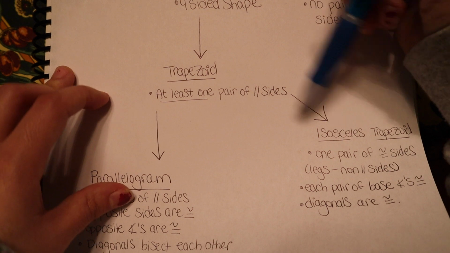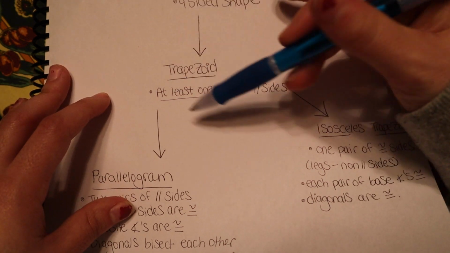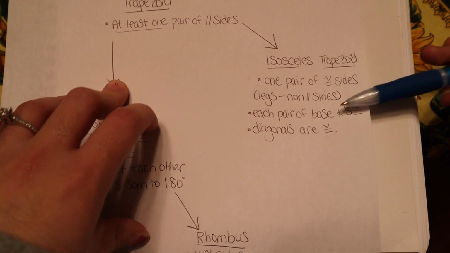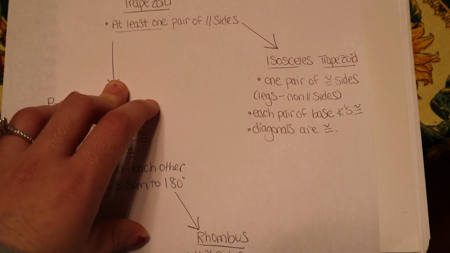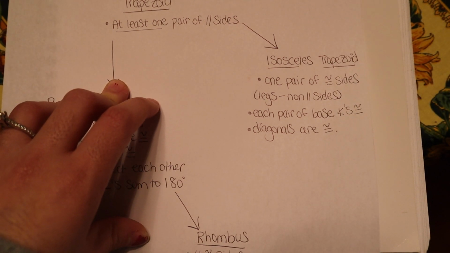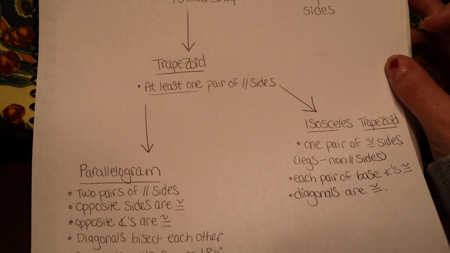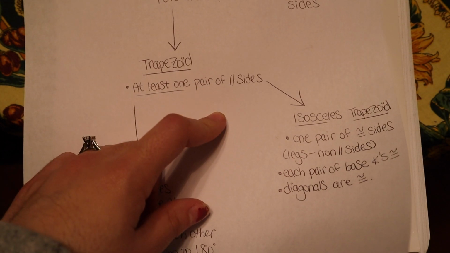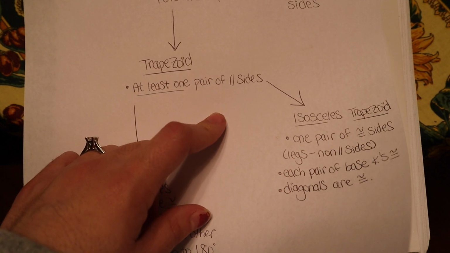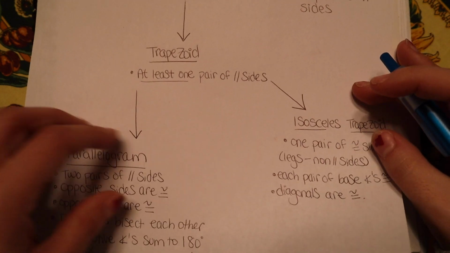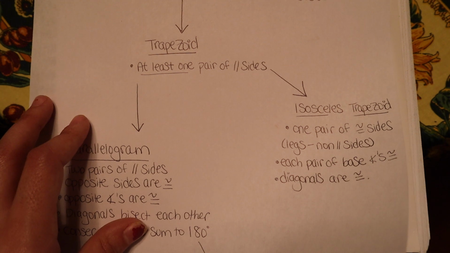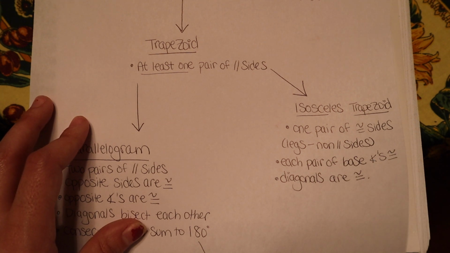Now there's another type of trapezoid. If you have at least one pair of parallel sides, you could be what is called an isosceles trapezoid. Thinking back to isosceles triangles, an isosceles triangle is a shape that had two congruent sides. So likewise, an isosceles trapezoid has one pair of congruent sides. So either the top and the bottom, or the two sides are the ones that are parallel. In an isosceles trapezoid, each pair of base angles are congruent, and the diagonals are congruent.